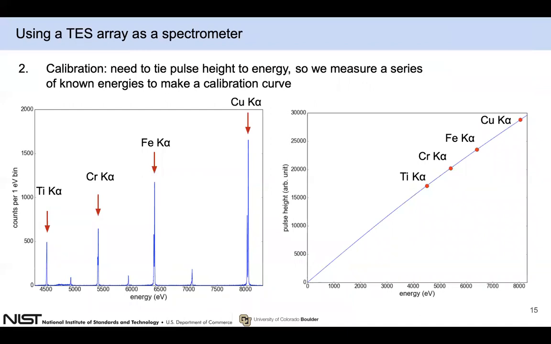So we do that by measuring a sample that produces a set of known X-ray energies to produce a calibration curve. So in this example, I've used my TES to measure a sample that contains some transition metals with very well measured K-alpha emission lines. And I can take these measured pulse heights to produce a calibration curve for my TES pixel.